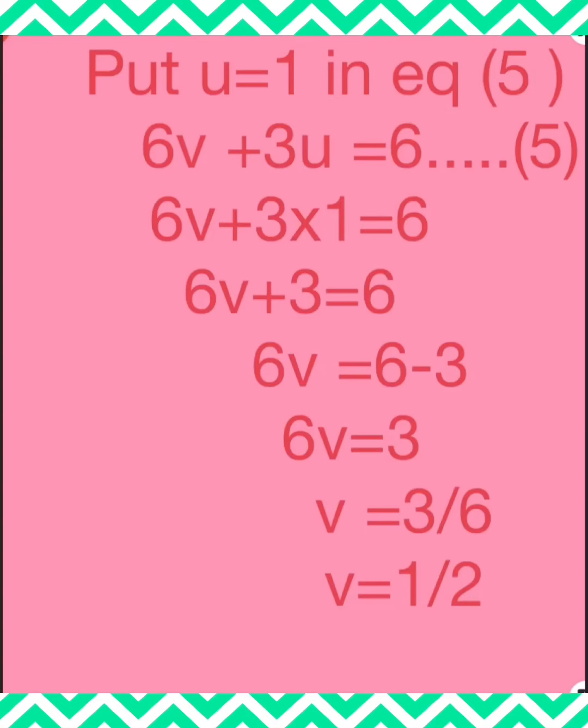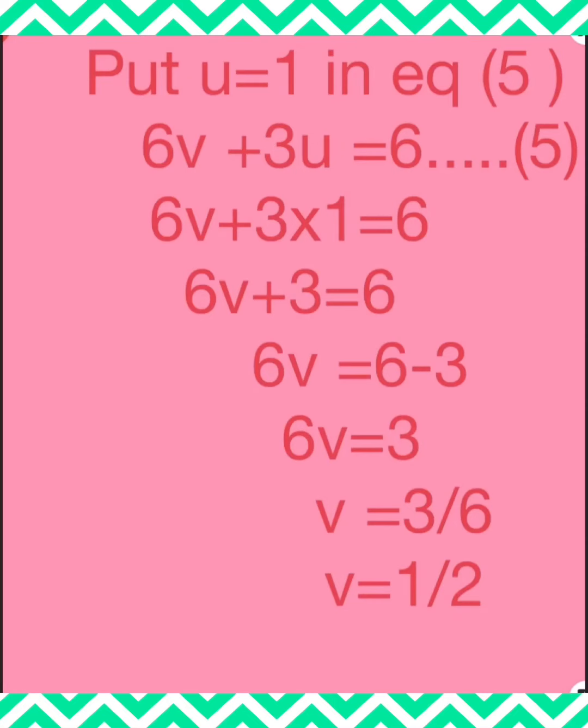So 3 into 1 is equal to 3. In the next step, 6v as it is, 3 into 1, 3 will be shifted to the right hand side and will be converted into minus 3. In the next step I am left with 6v is equal to 6 minus 3, means 3. In the next step 6 will be shifted to the right hand side and converted into division. After writing in standard form, I will get the value of v is equal to 1 by 2. Now children, I have found two values, u is equal to 1 and v is equal to 1 by 2.